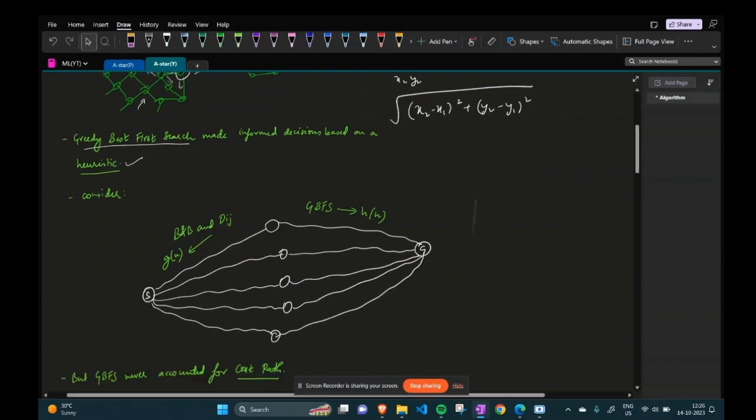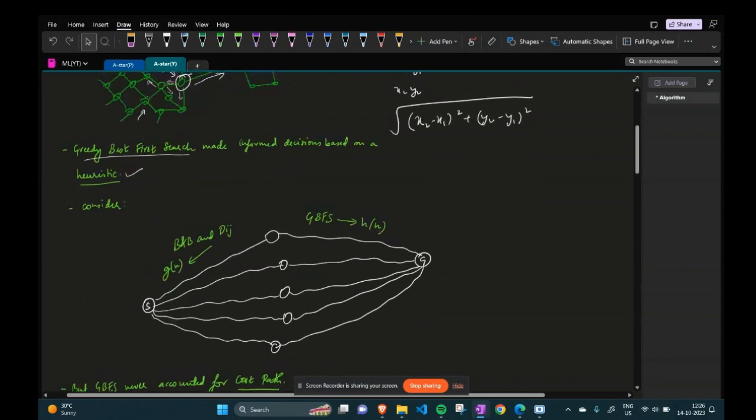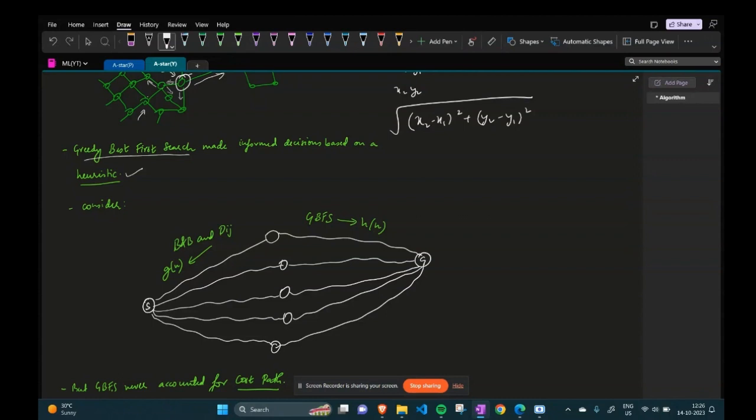Now, greedy best first search always tends to evaluate its path with respect to the goal node. So consider a start node and a goal node here, and we have a bunch of intermediary nodes. And let's say there was a certain path taken to reach these intermediary nodes. Now, greedy best first search will always move with respect to our goal, and that is denoted by the heuristic function which we just discussed, h of n.